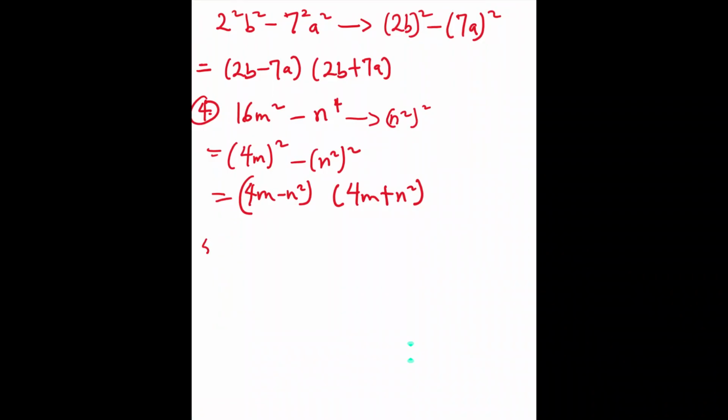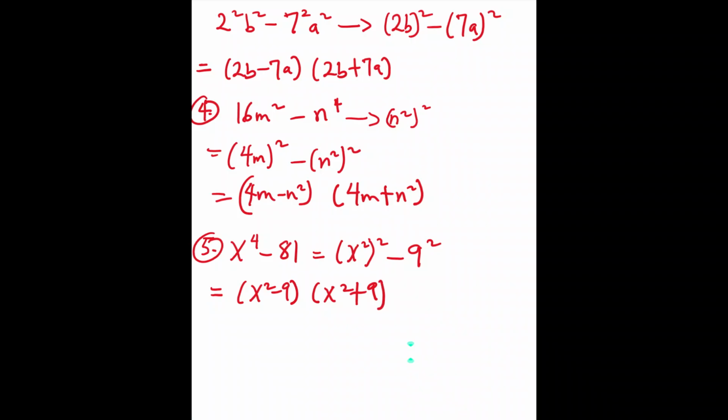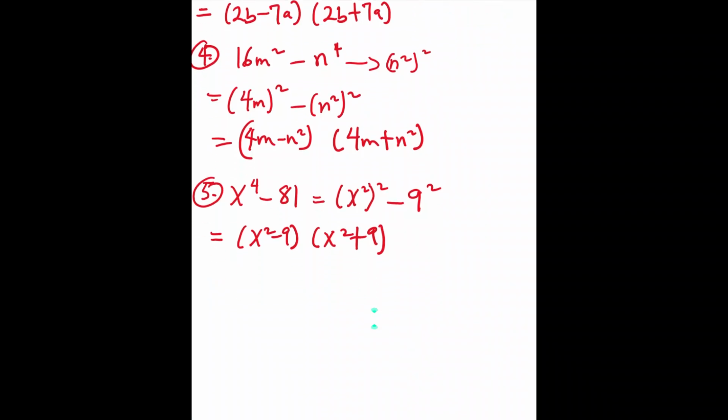I'm going to do one more example before I wrap up this video. Number 5, we have x raised to power 4 minus 81. We can write it as x squared, all squared, just like n raised to power 4 earlier, minus 9 squared. So we can write it as x squared minus 9 into x squared plus 9. And I believe somebody can notice that x squared minus 9 can also be broken down into another difference of two squares, because 9 is a perfect square, right?